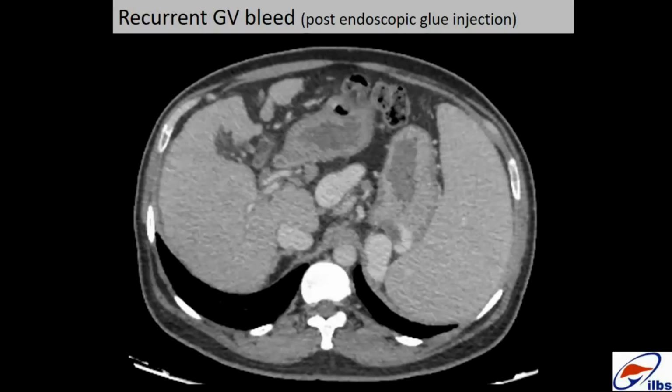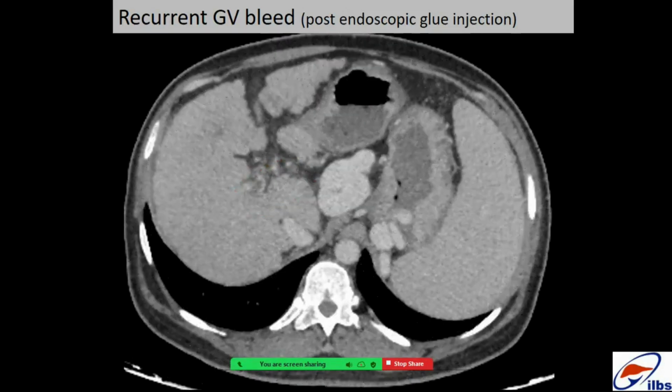So coming to recurrent gastric variceal bleed, if you see here, endoscopic glue injection has already been done. If you see this black area, this is the glue cast, which is seen over here. And this is the portal vein. Because everything is being shunted out of the liver, the portal vein and the hepatic arteries are essentially of the same size. In fact, in this image, you can't even appreciate any portal vein over here. It's all sclerosed, and this is the vein.